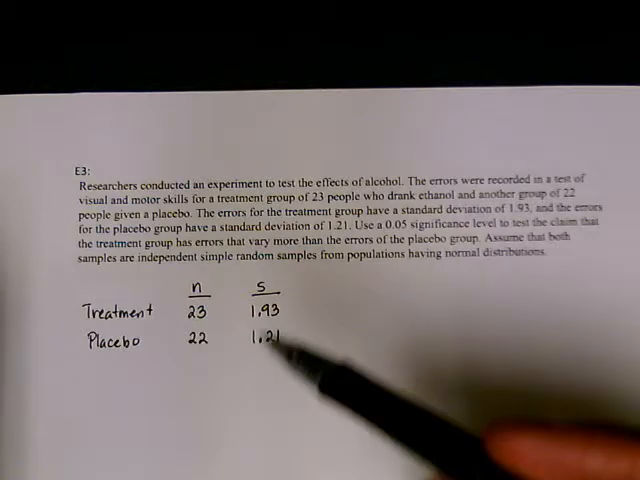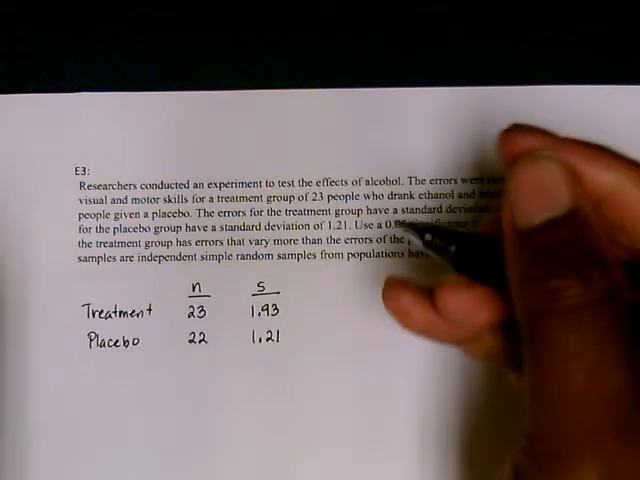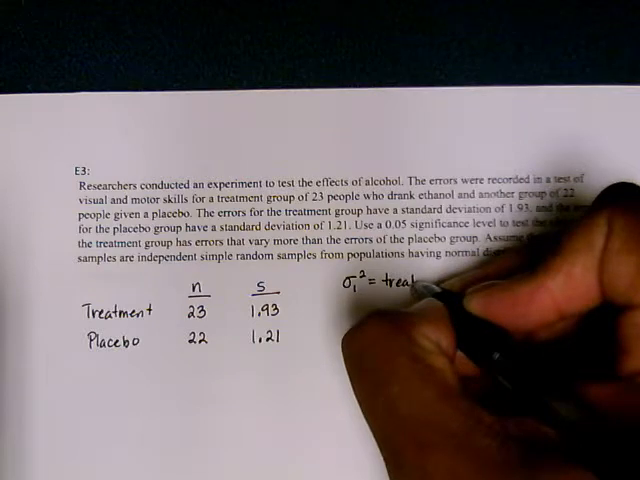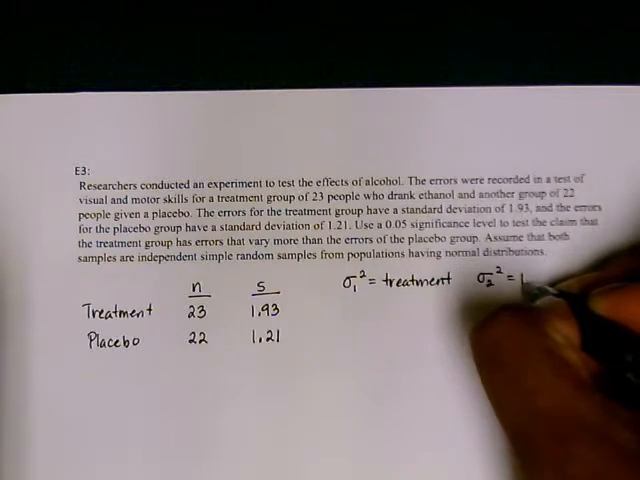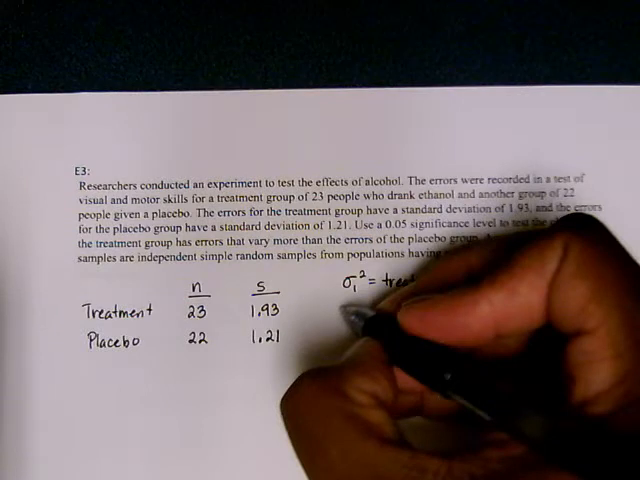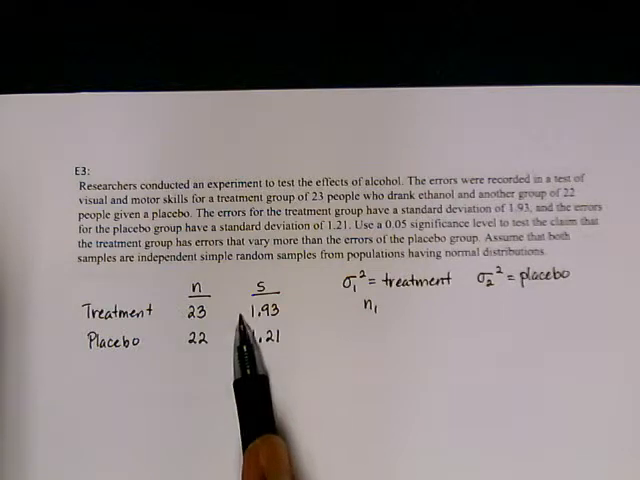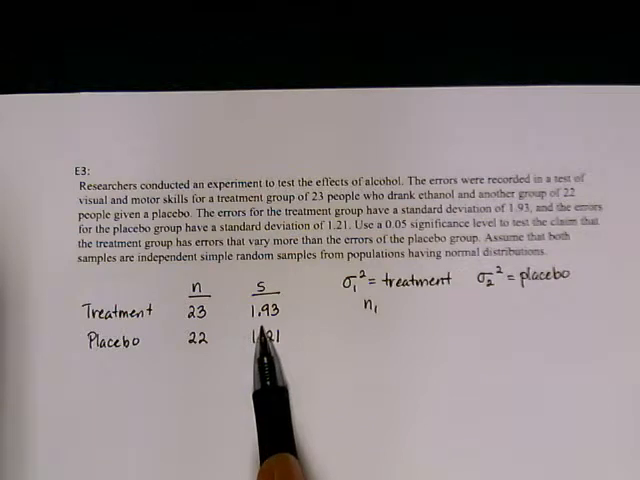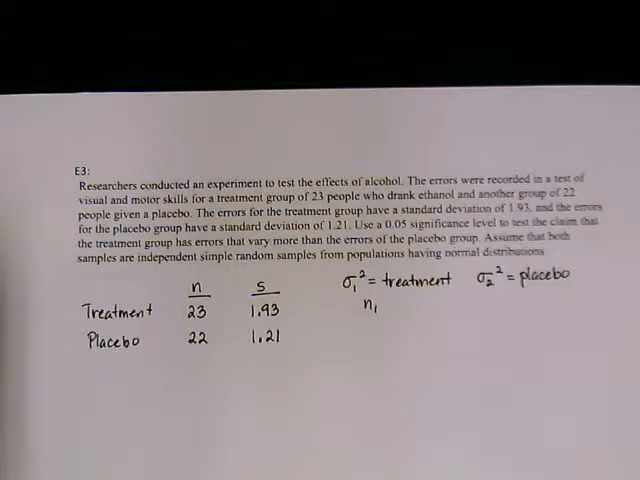Okay, now the larger of the two standard deviations is this one right here. That's for the treatment group. So here, sigma 1 squared will represent the treatment group. Sigma 2 squared will be the placebo group. And in that, N1 will have to be the treatment group because that's going to be the sample size from which the larger of your two sample variances or the larger of your two sample standard deviations is drawn or taken from.